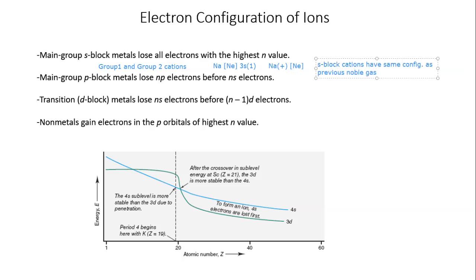So that's with the S block metals. We always remove from the highest orbital, which will be the last filled s orbital. Now we're moving to main group P block metals, and these are going to be like your group 13, 14, 15 metal cations. From there, we remove from the highest filled p, then the highest filled s orbital.